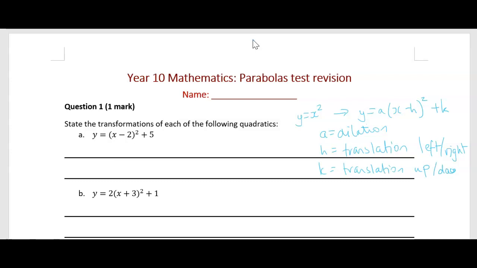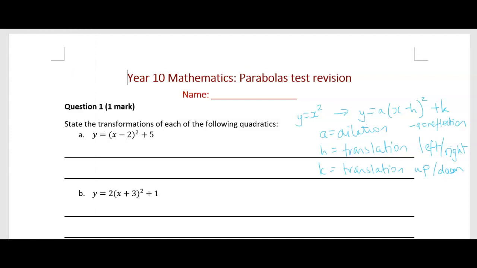Whoops, can't spell down. Now, when you do go into VCE methods, we tend to move away from left, right, up, down, and we say you're going along the positive or negative direction of the x-axis or y-axis. But for now, you can just use left, right, up, down. And also, if you've got a negative A, it's a reflection. So I'm just going to squeeze that in. Now, these notes should be in your bound book. Okay, let's push on.